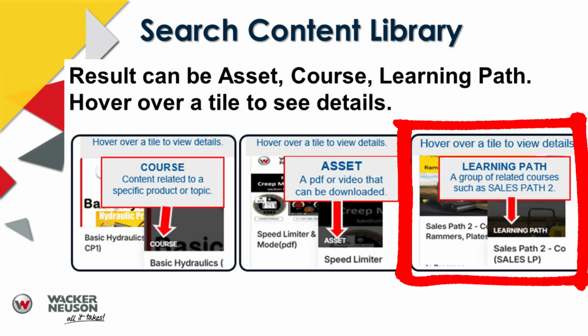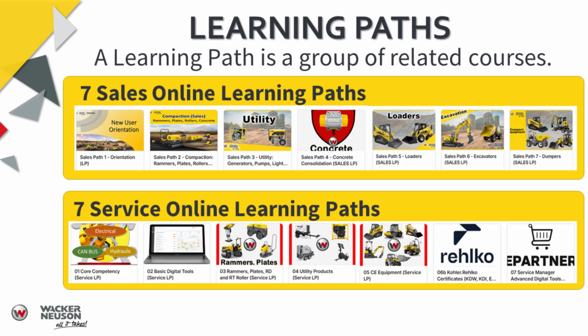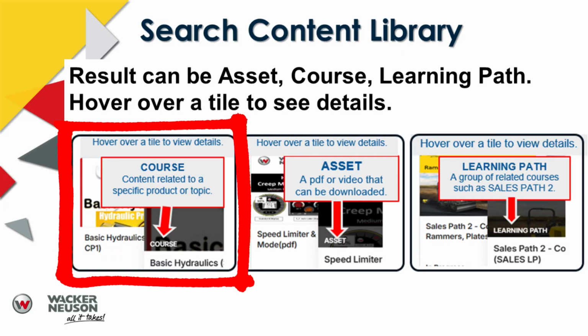A learning path is a group of related courses. On the screen, you can see the online service and sales paths available. Clicking the title of the learning path will enroll you in all the courses of that learning path. If the result is a course, you can click the title to self-enroll and open the course.